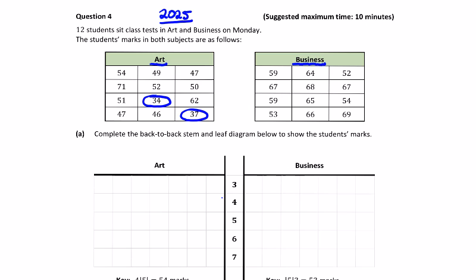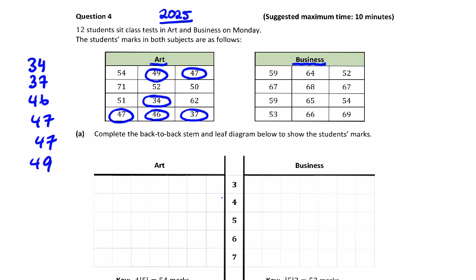34 and 37 look like they're the only 30s, so I'm going to put them off to the side here: 34, 37. Then I'm going into the 40s. I have a 46 and two 47s. I'm seeing I have a 49 as well.